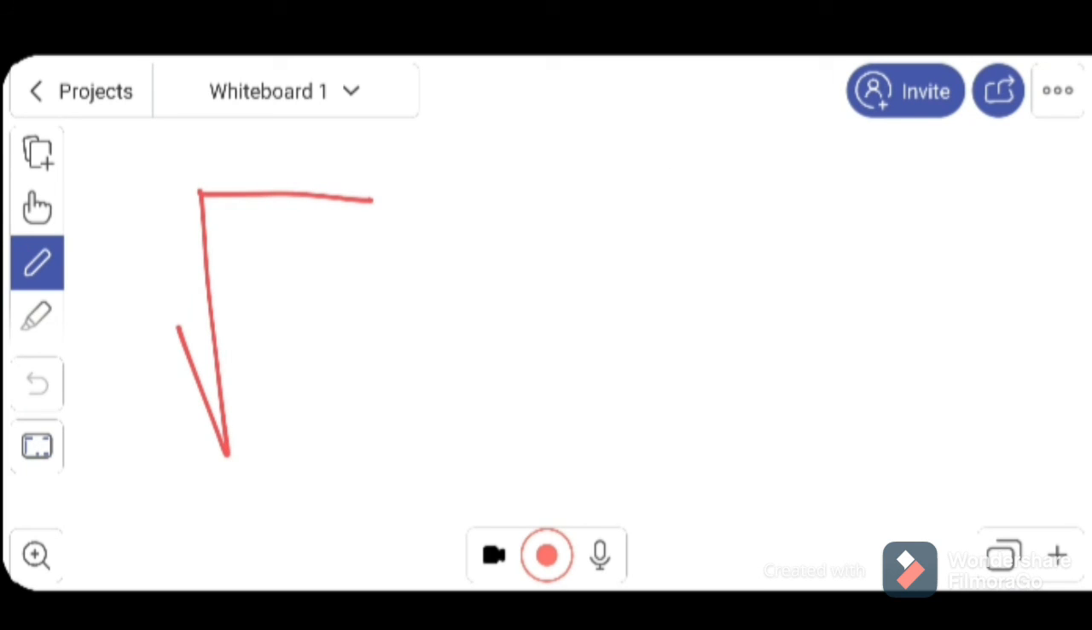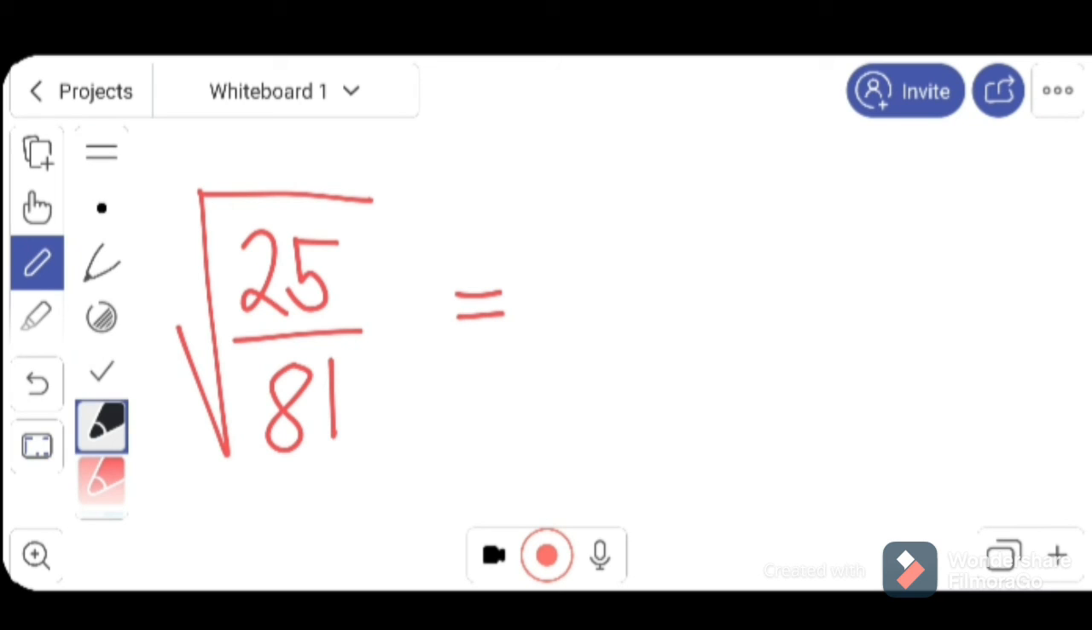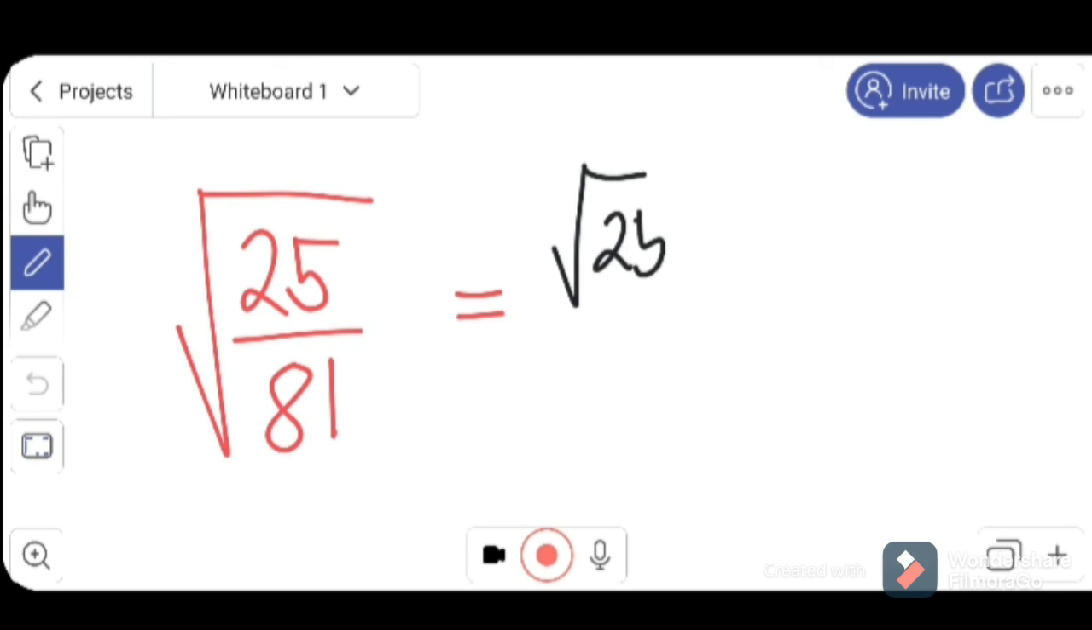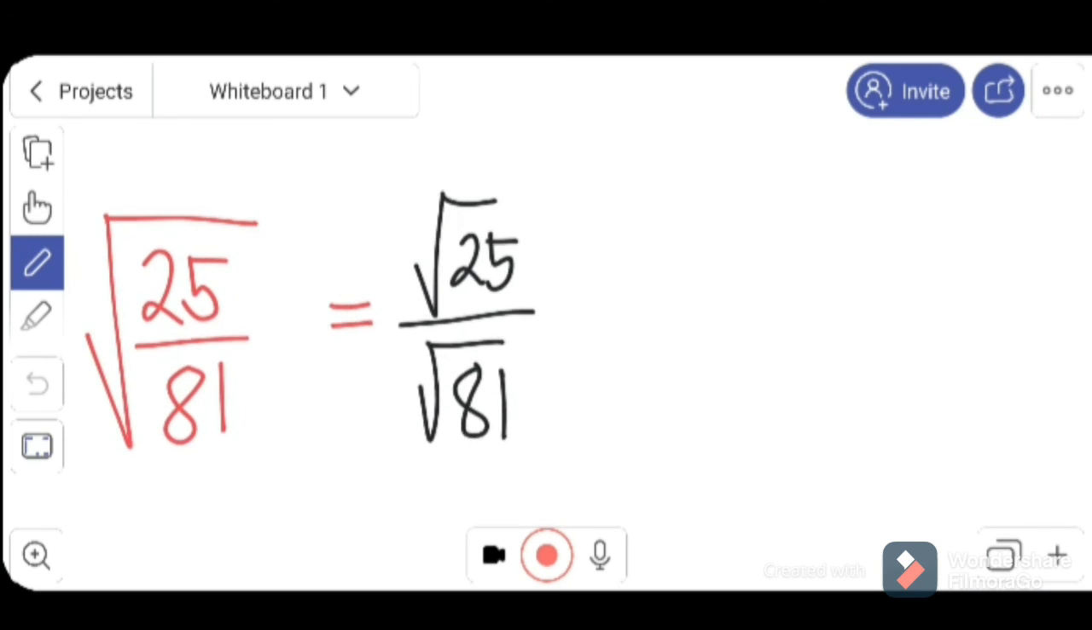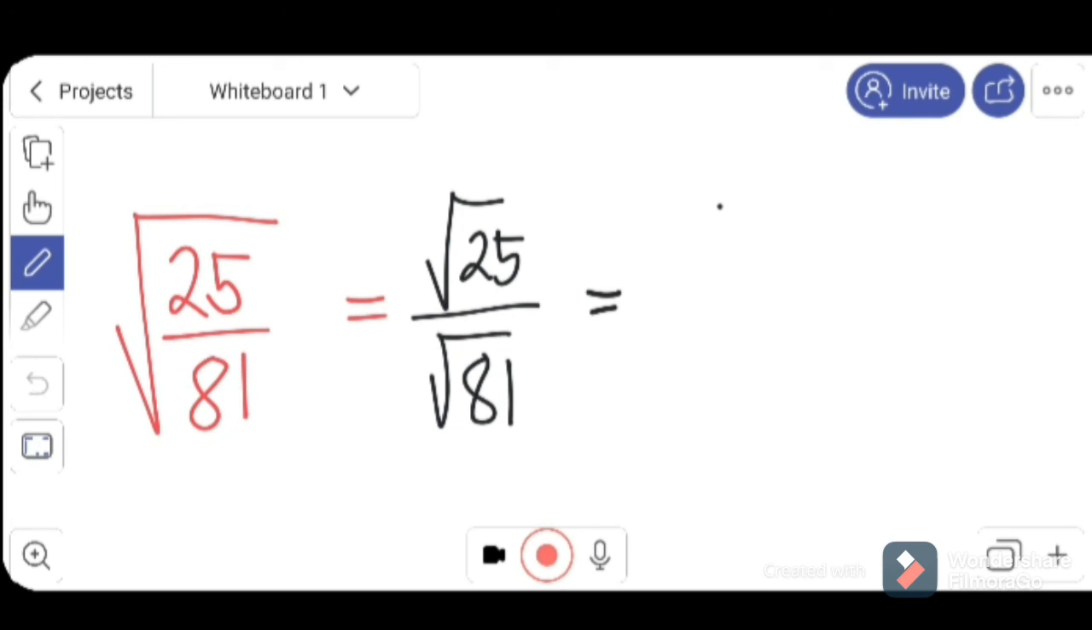Square root of 25 over 81. So, simply get the square root of the numerator, the square root of 25, and the square root of the denominator, the square root of 81. So, the square root of 25 is 5, and the square root of 81 is 9. So, our answer is positive and negative 5/9.